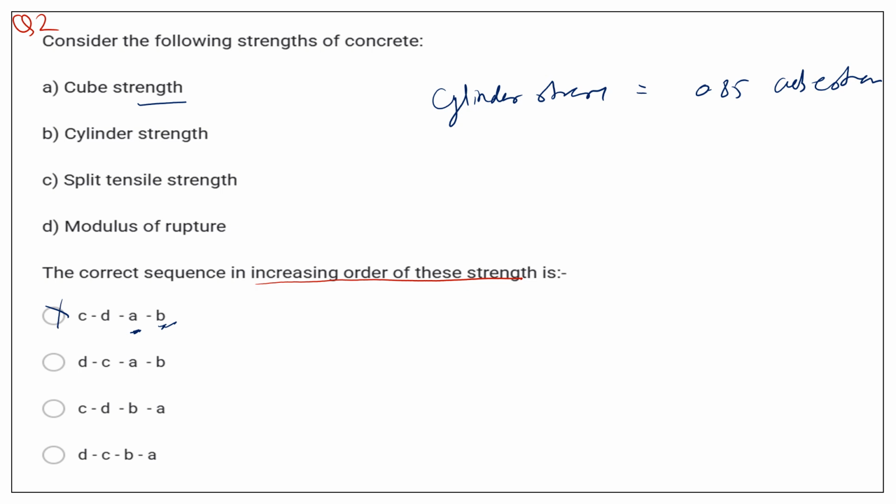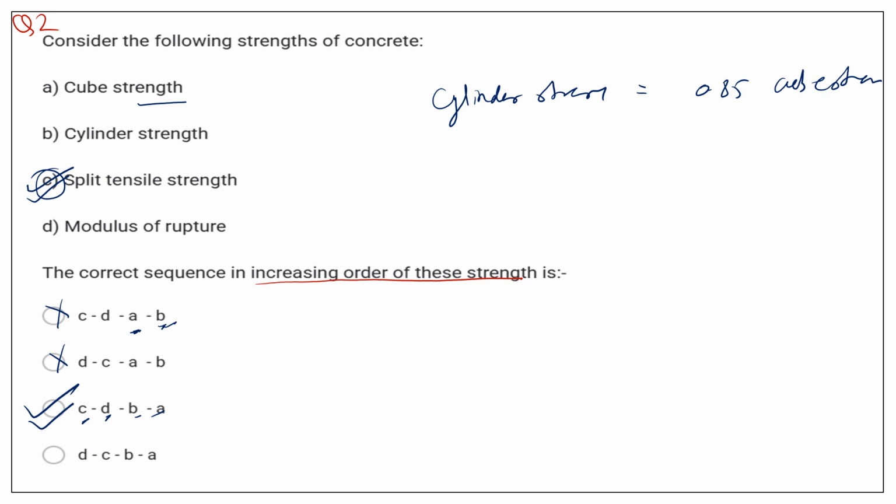Means option number first and second are wrong. But option number third and fourth, B and A, are in correct arrangement, meaning cylinder is first and then cube strength is later as per the increasing order. Then in case of split tensile strength and modulus of rupture, split tensile strength gives lesser strength. Always remember that split tensile strength gives lesser strength. So here C is first, then D, B and A. So this is the correct order, and option number third is correct for the increasing order of strength.